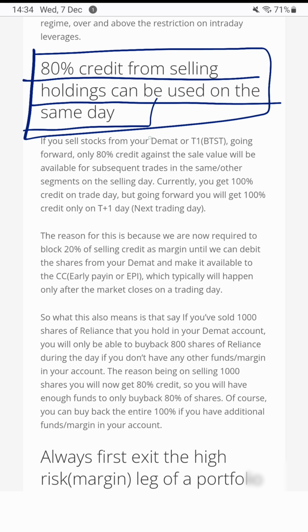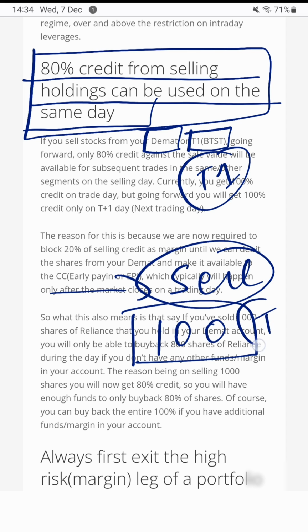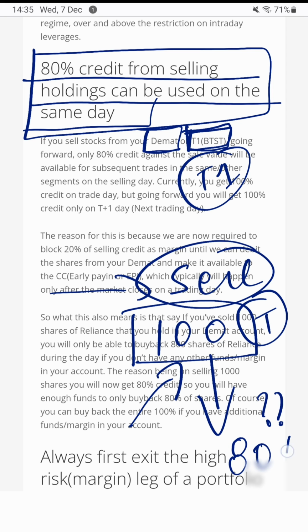For example, if I have any stock which I have been holding for a long time in my demat account, or which I bought yesterday, which is T plus 1, and I sell those stocks, say I sell 100 rupees worth of stocks today, what amount will I receive in my account to do intraday trades today? What will be my margin availability? It will be 80% of this amount, so rupees 80 in this case.